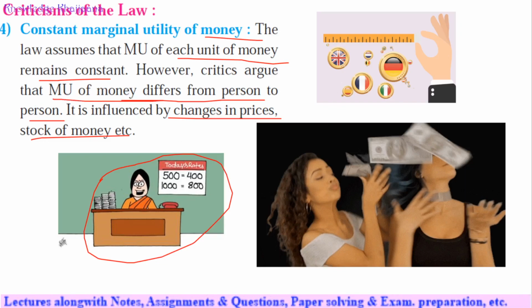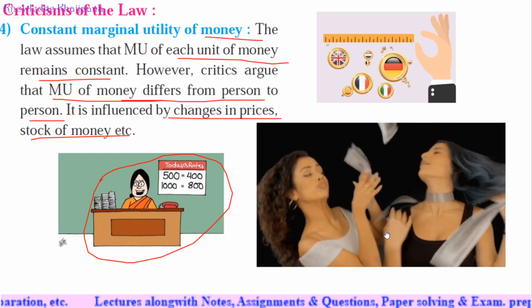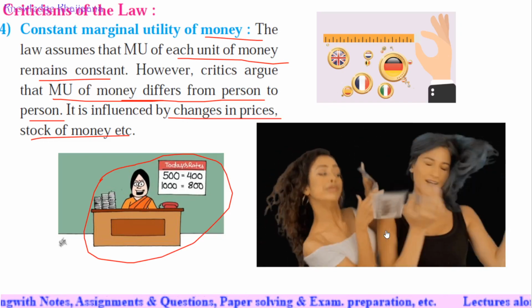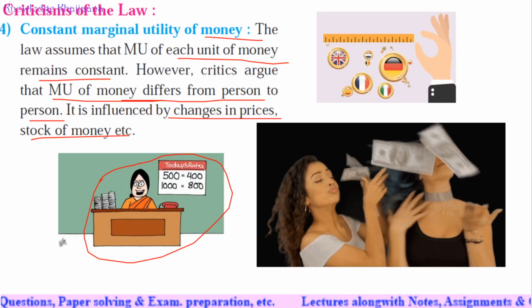The marginal utility of money differs from person to person. For a poor person it may be very high, whereas for a very rich person the same amount can have very low marginal utility. Some people are very greedy for money.